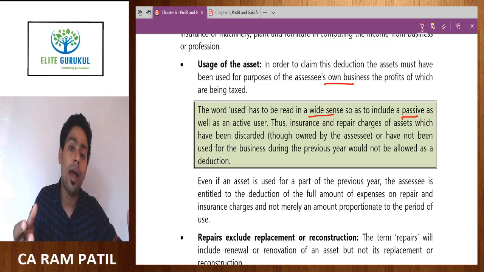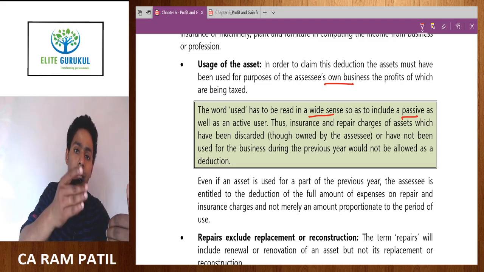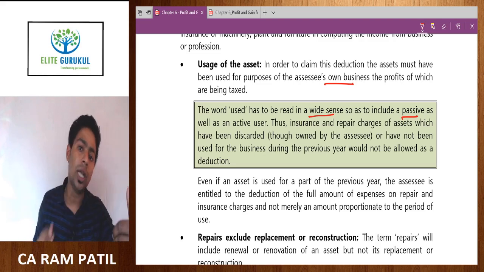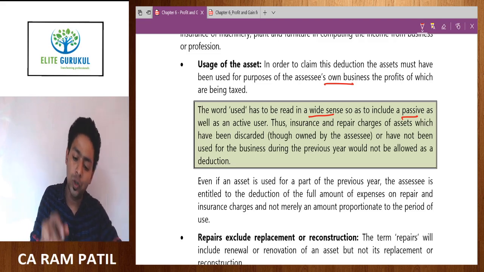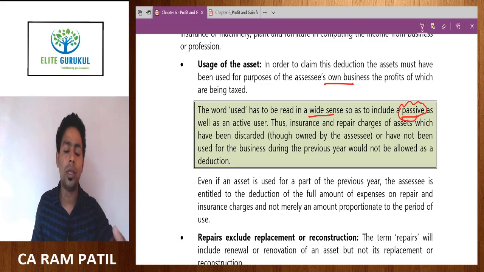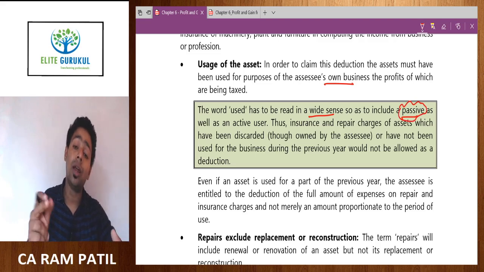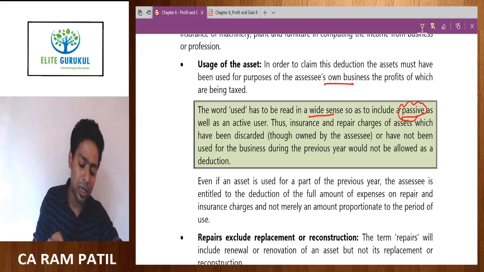Even an assessee can have additional spare parts for the main machineries, so even those are supposed to be covered here, because use doesn't mean only active use of the machinery. Even a passive use, where the asset is ready to be used, can also be considered here.